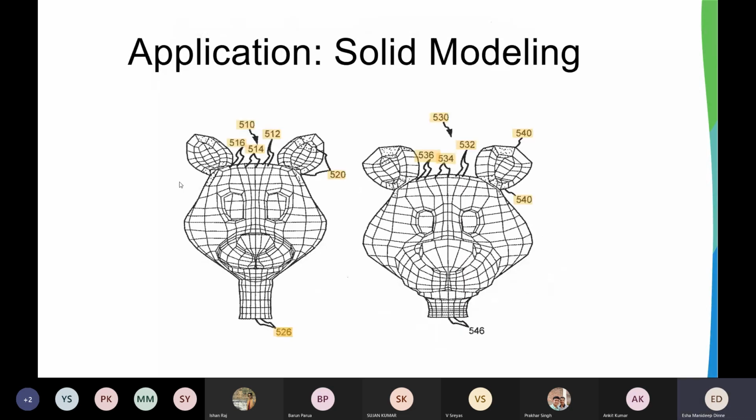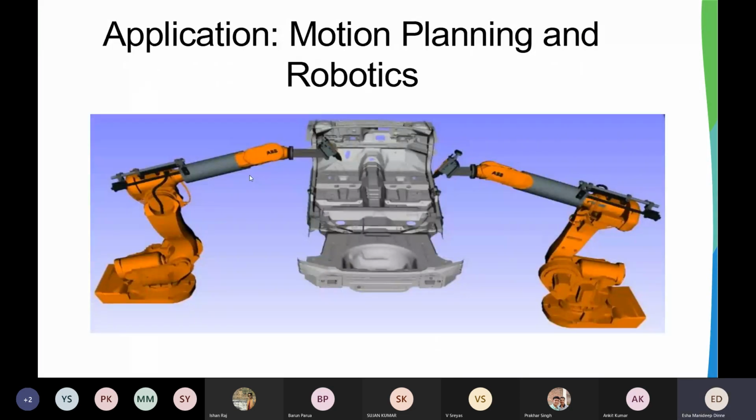It is also used in solid modeling. If you want to create a model, you need to use this. And another important application, which you will most probably be interested in if you are interested in robotics: robotics also uses computational geometry, because you will need to know how to program your mechanical arms to move. So you'll need to know some computational geometry algorithms for that.